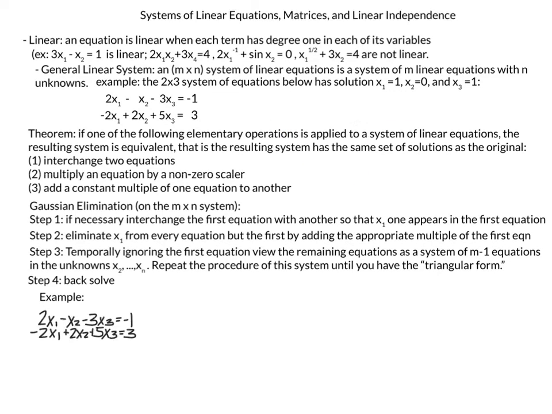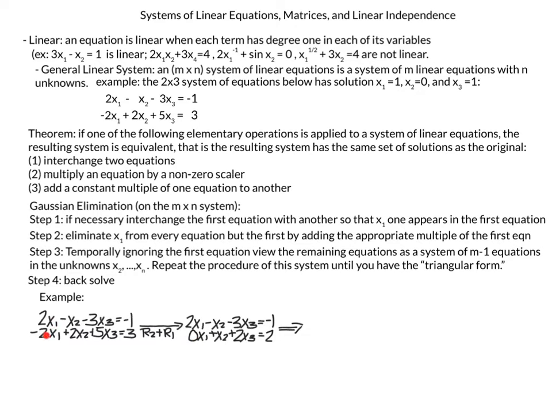Let's do an example. We will look at the system of equations that we have up here, the 2x1 minus x2 minus 3x3 equals minus 1, and the second equation, minus 2x1 plus 2x2 plus 5x3 equals 3. We start, if necessary, by interchanging the first equation with another so that x1 appears in the first equation. Well, here the first equation has an x1. It's not a 0 or it's not absent. x1 is in the first equation, so we don't need to do any interchanging. Step 2, eliminate x1 from every equation but the first by adding the appropriate multiple of the first equation. So that's what we had done before.